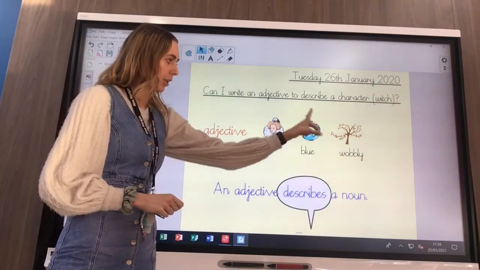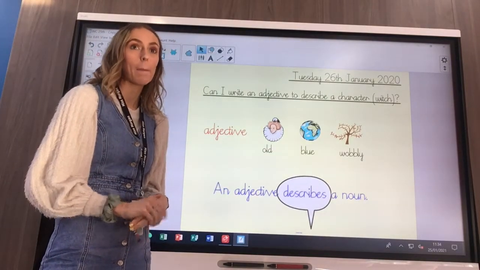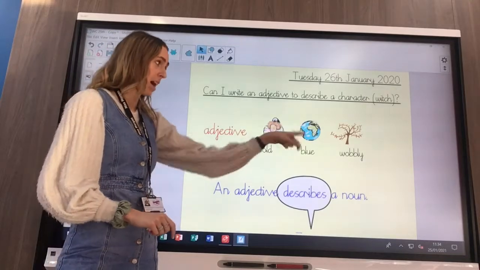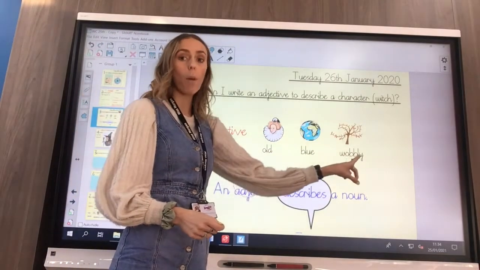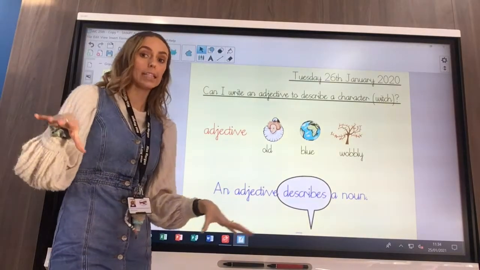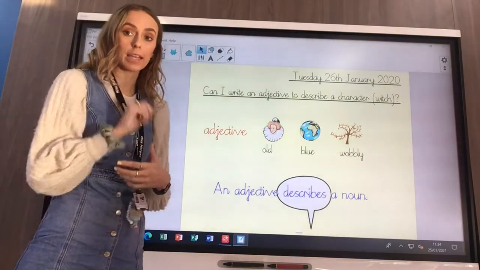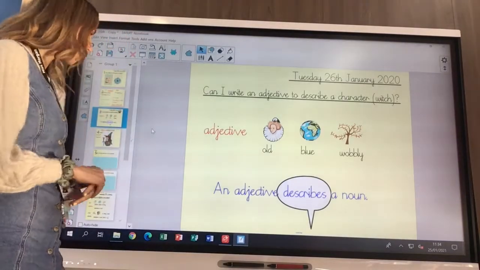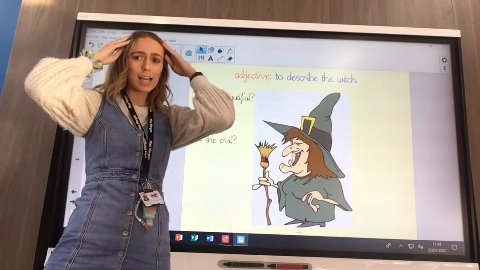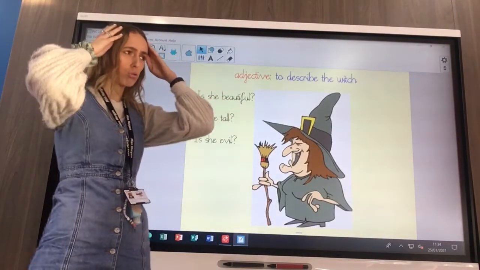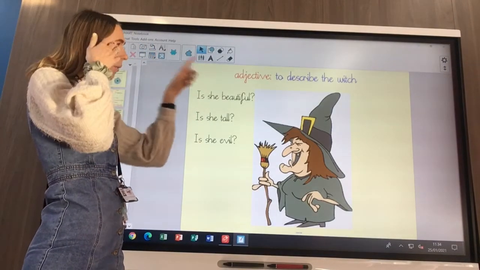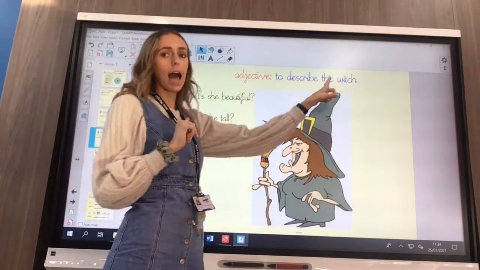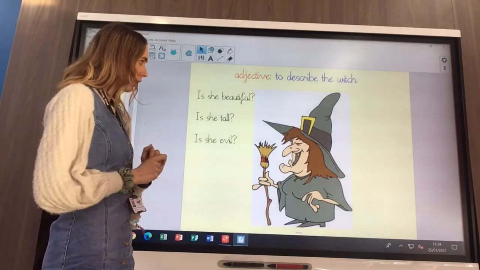My adjective for planet Earth is blue. Blue planet Earth. I'm describing my Earth. And then my adjective for my tree is wobbly. My wobbly tree. Okay, I'm describing the tree. Okay, so remember, adjectives are used to describe nouns. They're used to describe things. So adjective to describe the witch.